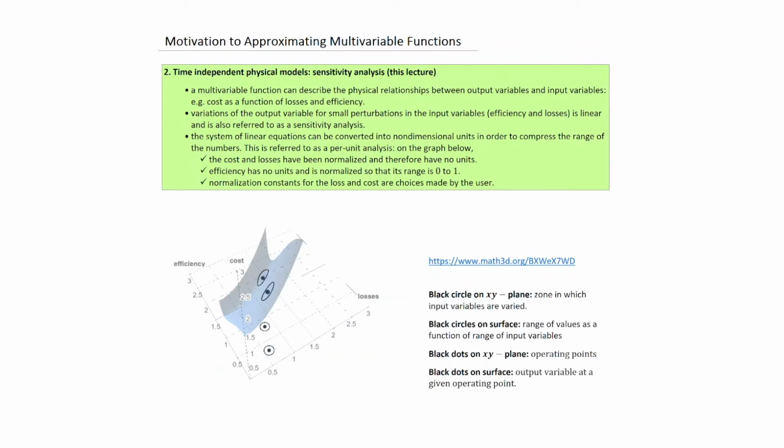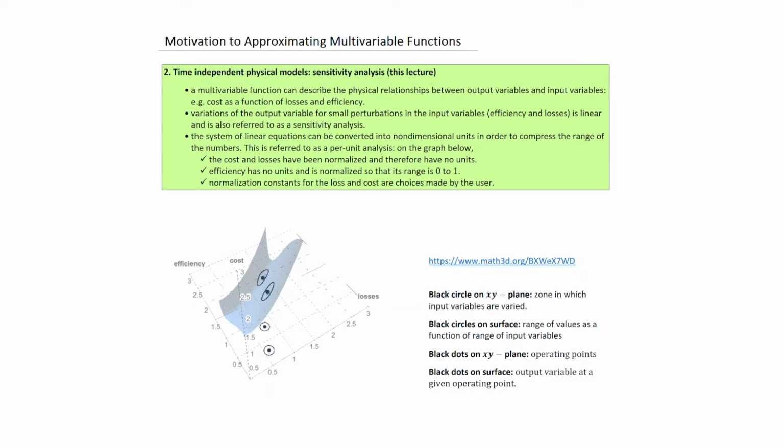All right, the second thing is time-independent physical models. Normally we call this sensitivity analysis, and again, it will be discussed in this lecture. So let me just give you an example. A multivariable function can describe the physical relationships between output variables and input variables. So for example, the cost is a function of losses and efficiency.